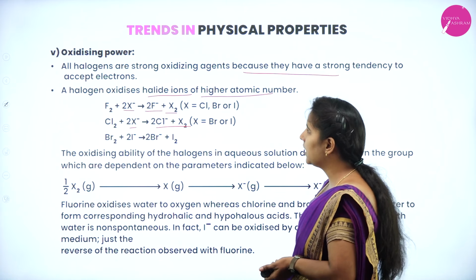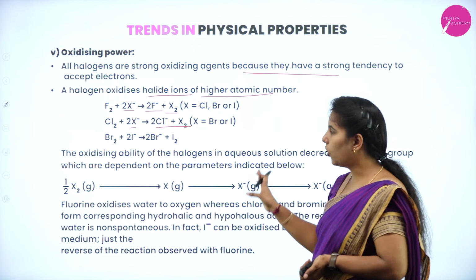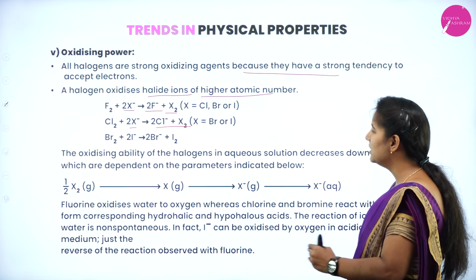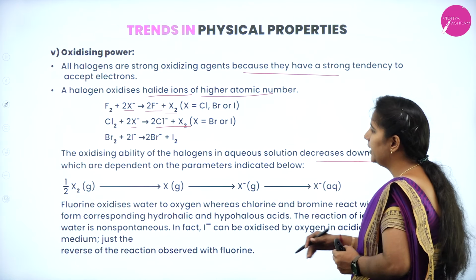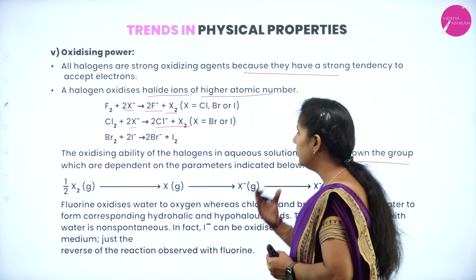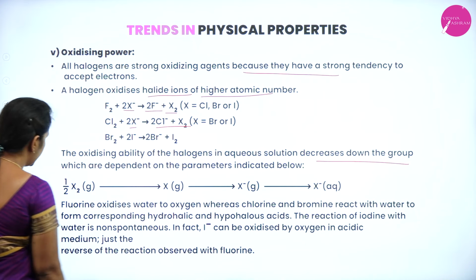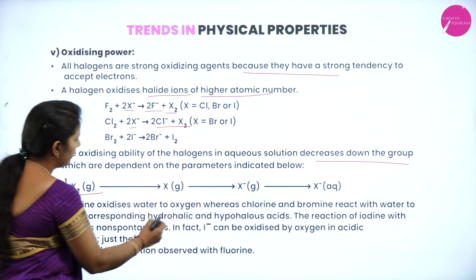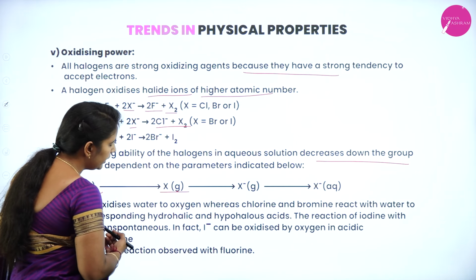Okay, this indicates that they are very good oxidizing agents, and the oxidizing ability of the halogens in aqueous solution decreases down the group, and it will be implemented in such a way. You can see that first it will be in the gaseous state, next it will become a gaseous.